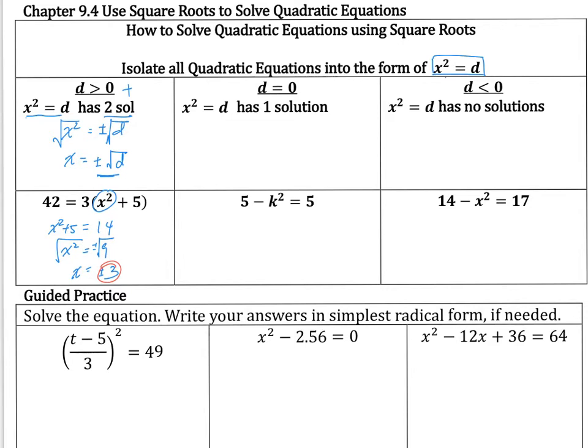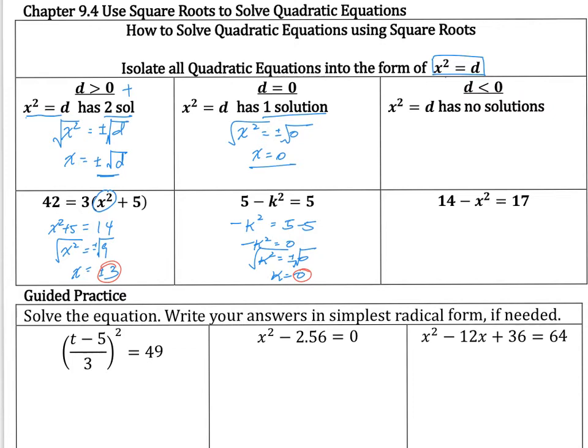And for the second case, when d equals 0, there's only going to be one solution. Again, let's look at an example. So one solution, 0.